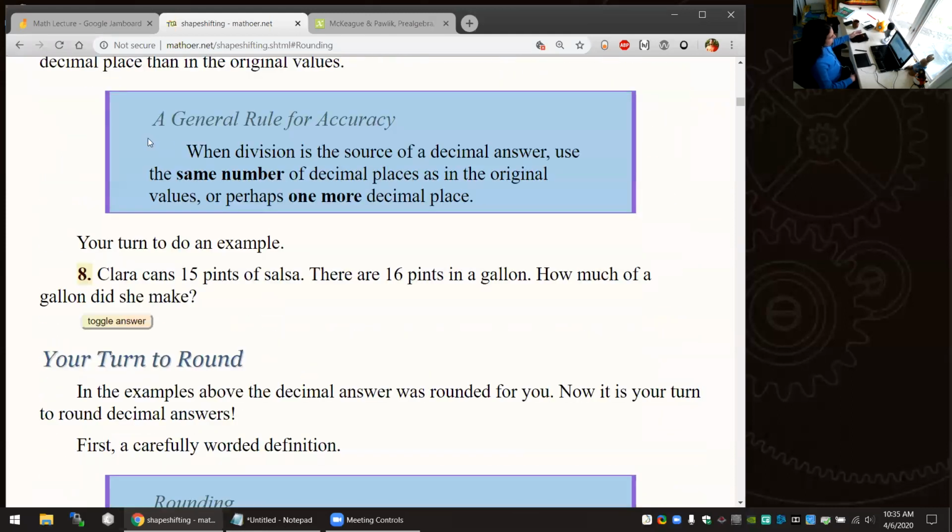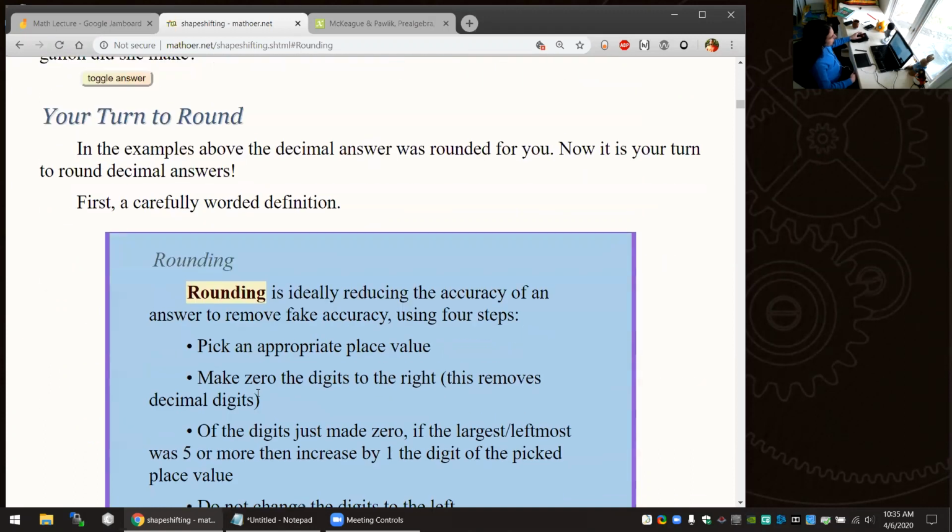Okay, so our general rule is trust your equipment and also use the same number of decimal places as in the original value, or perhaps 1 more. Because when we make small piles, then we actually can be a little accurate. We just can't be always as accurate as we want.